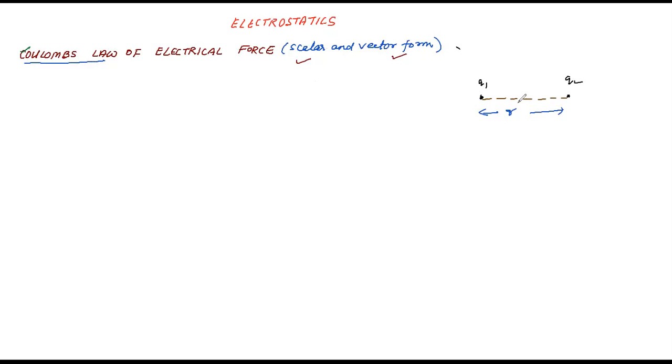The scalar form of Coulomb's law gives the magnitude of the force that will exist between these two point charges. The direction of these forces is obtained by Coulomb's law of vector form. So the vector form not only gives the magnitude of the force between these two point charges, but it also gives the direction of the force. So let's start with Coulomb's law of electrical force with the scalar form at first.